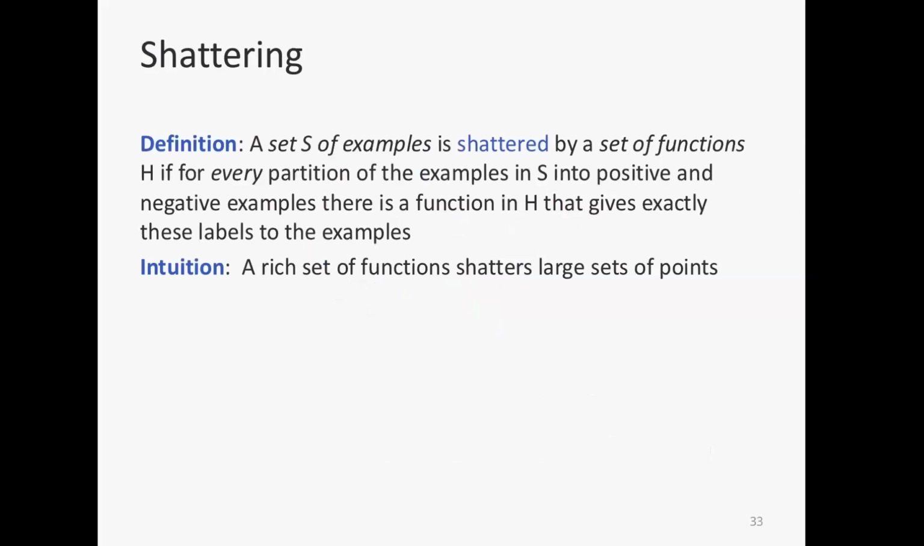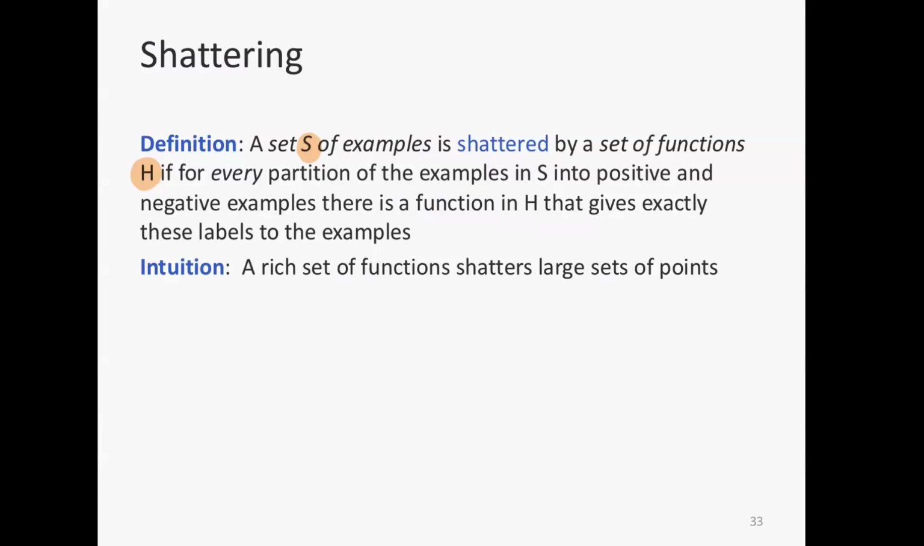Imagine that we are given a set of functions. I'll call that H, because for the purposes of this topic, H is the hypothesis class. And we have a set of points S. We say that the set S is shattered by the function class H if no matter how you partition the examples into positive and negative, there is at least one member of that function class that also assigns the same labels.